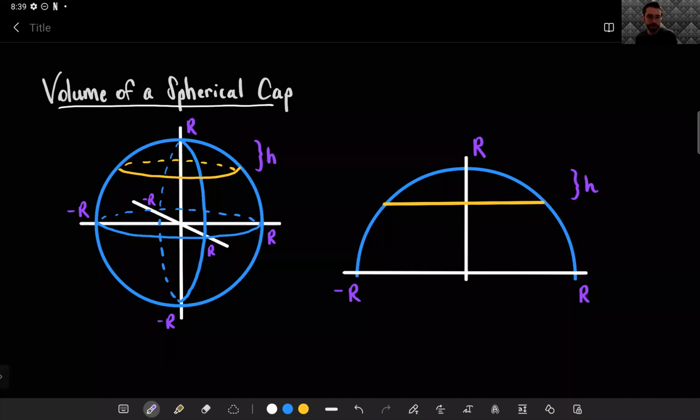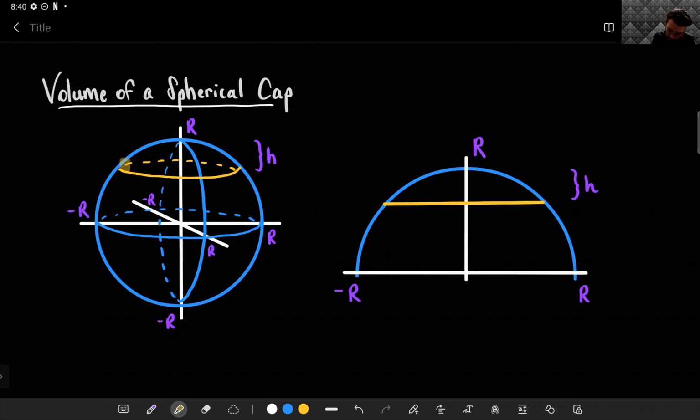Our goal for this video is to set up an integral that will allow us to calculate the volume of something called a spherical cap. So I've drawn some pictures here. The picture on the left is sort of a standard diagram that you see when you're talking about spherical caps.